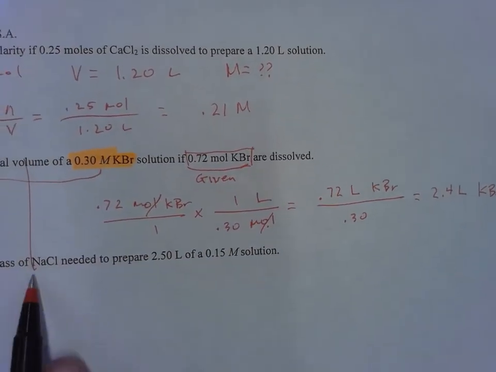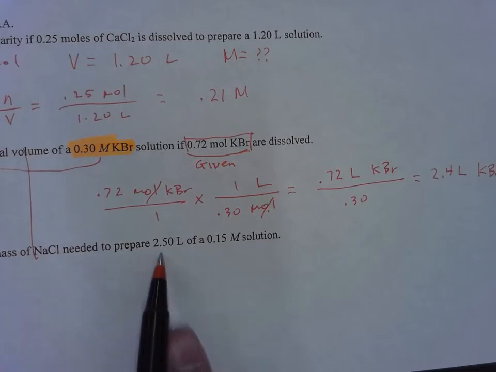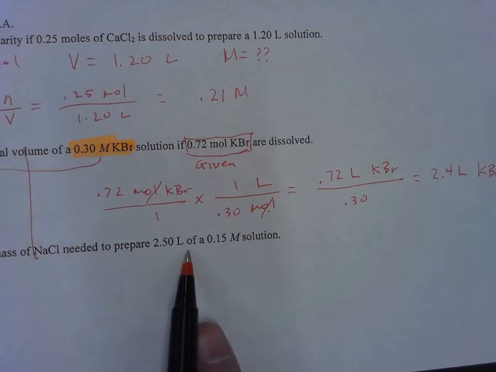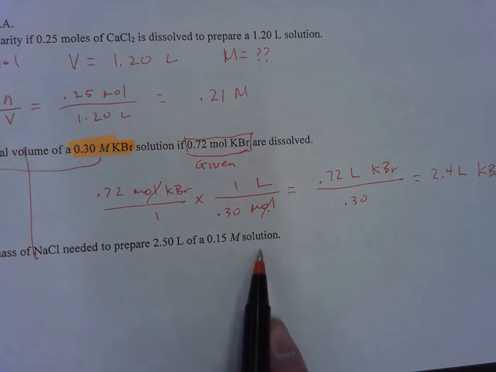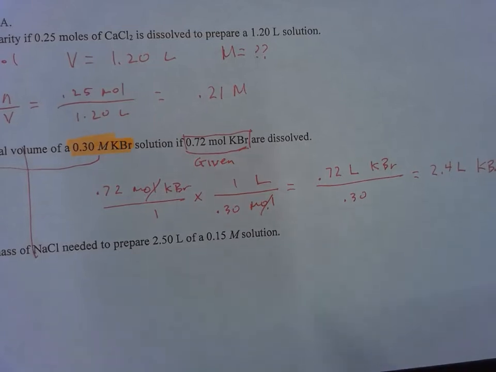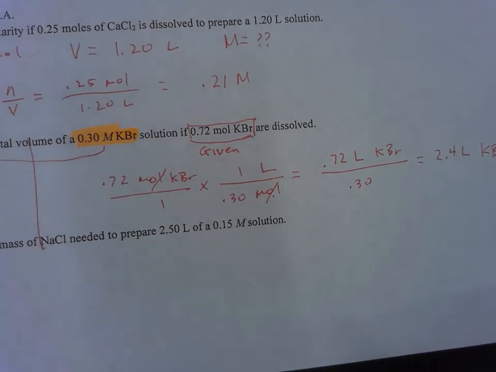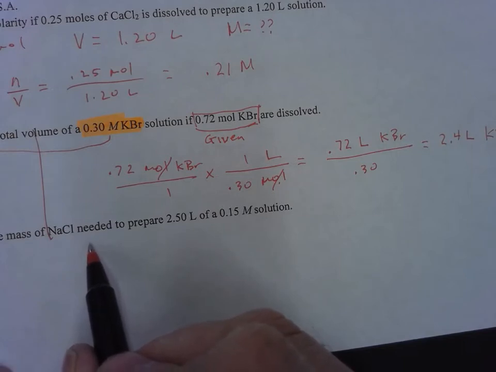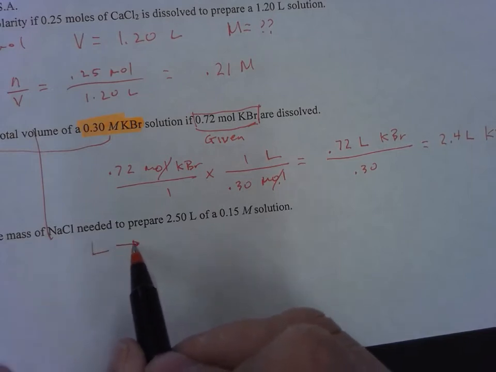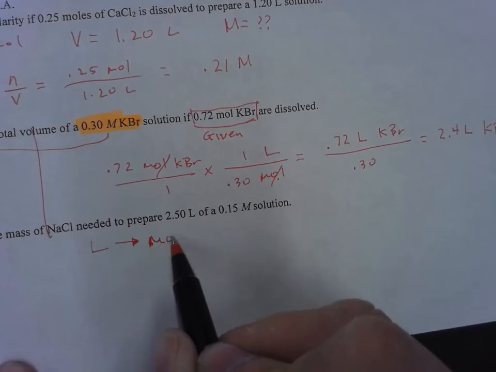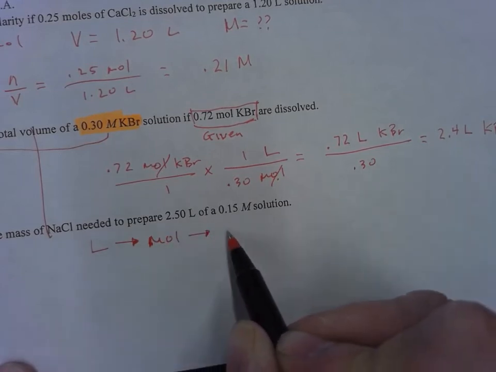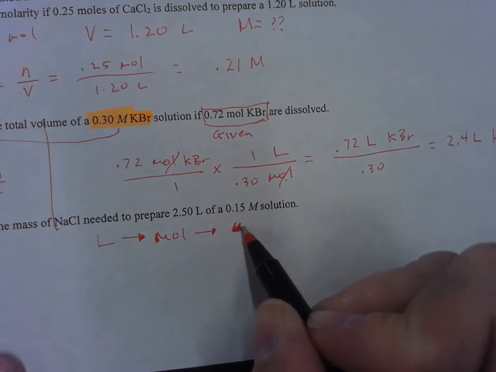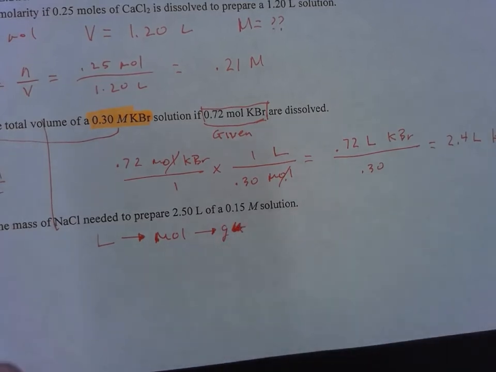Find the mass of NaCl needed to prepare 2.50 liters of a 0.15 molar solution. Okay, so this one's a little bit trickier, and what you need to do is this. We go from liters to moles to grams. It's got 3 steps to it. Big L, little g. Okay, liters to moles to grams.